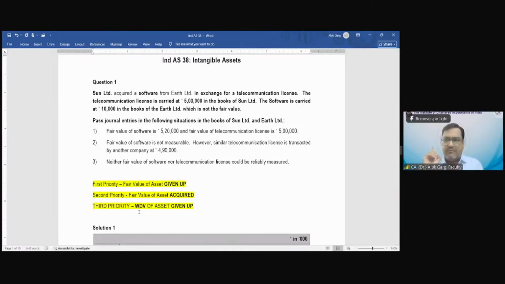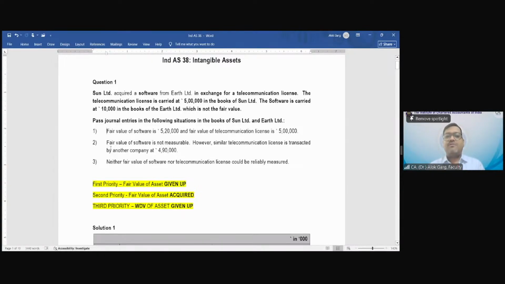If these kinds of questions come into the exam, the best way to deal with them is to first complete one entity level, then go to the other entity level. So first think about Sun Limited. What has Sun Limited acquired? Software. What is Sun Limited surrendering, giving up? Telecom license. The telecom license WDV is given in the books of Sun Limited. I'm not going to Earth Limited right now. I need to pass the journal entries in the books of Sun Limited. Earth, I'll take care of later on.